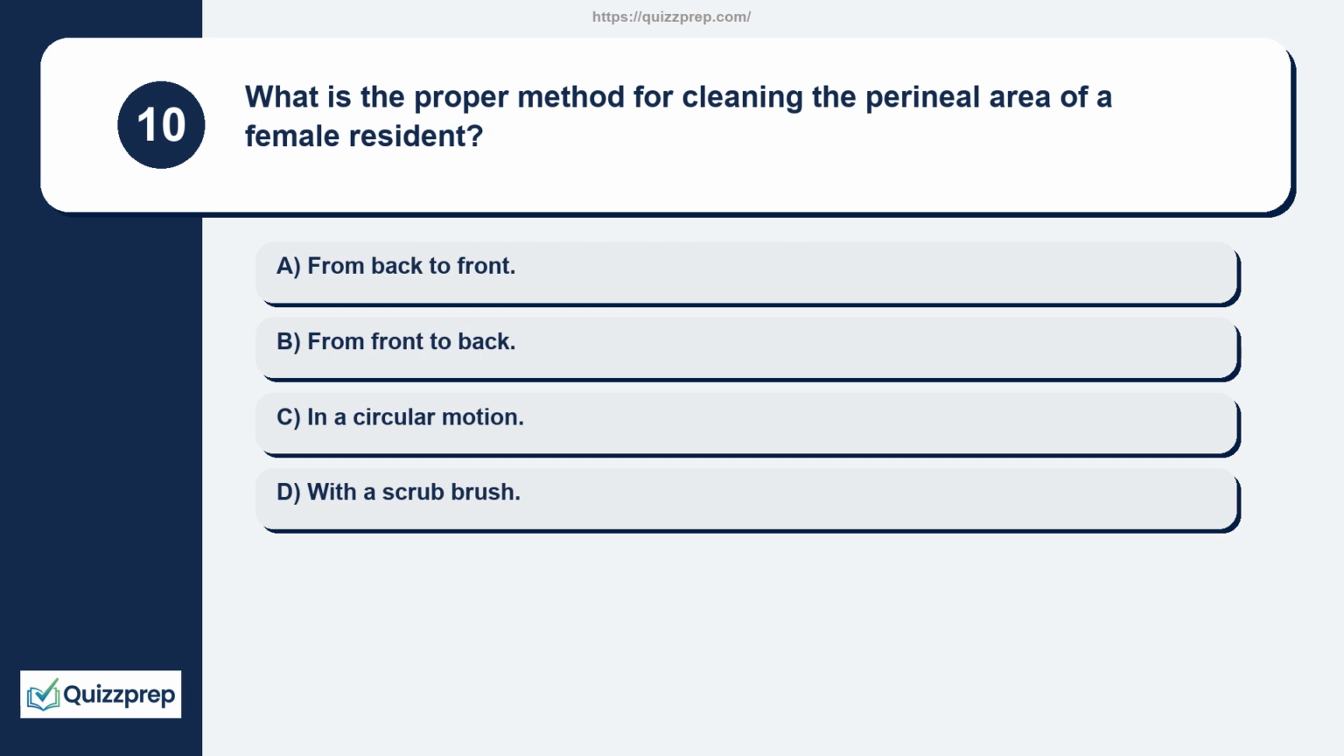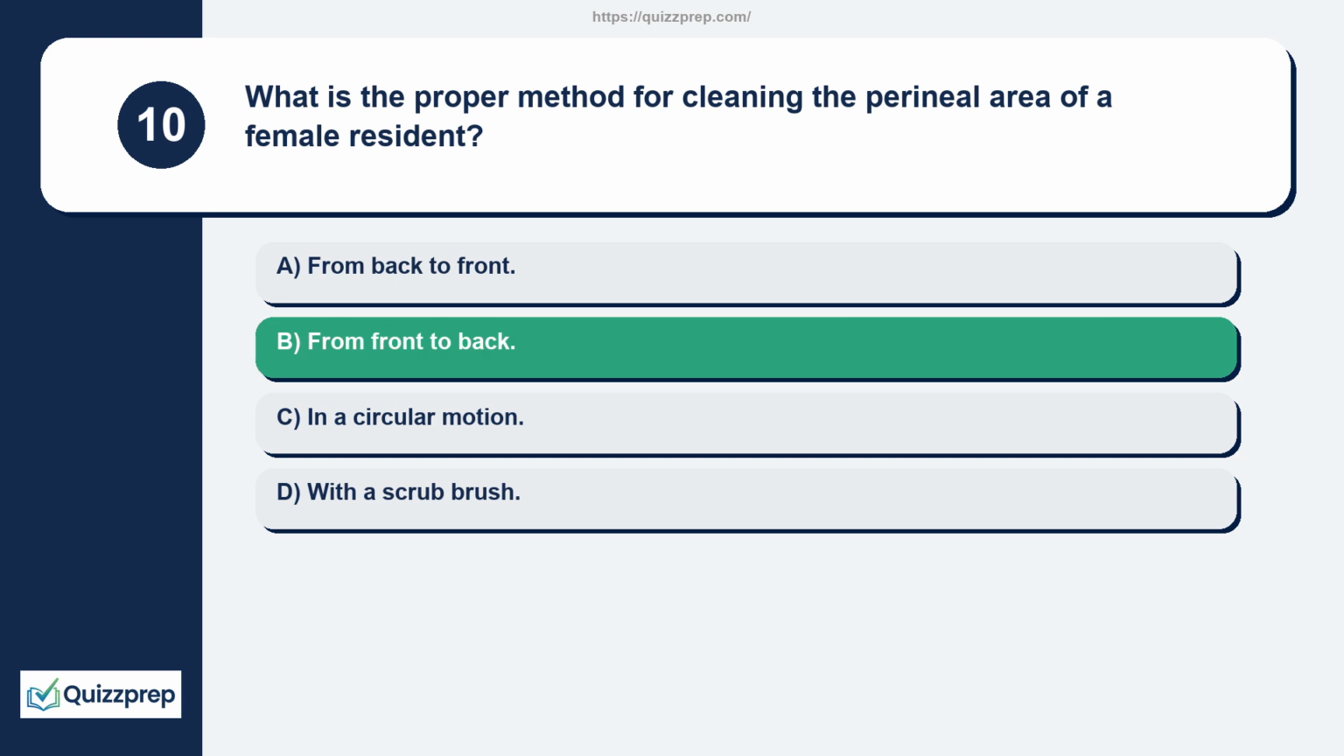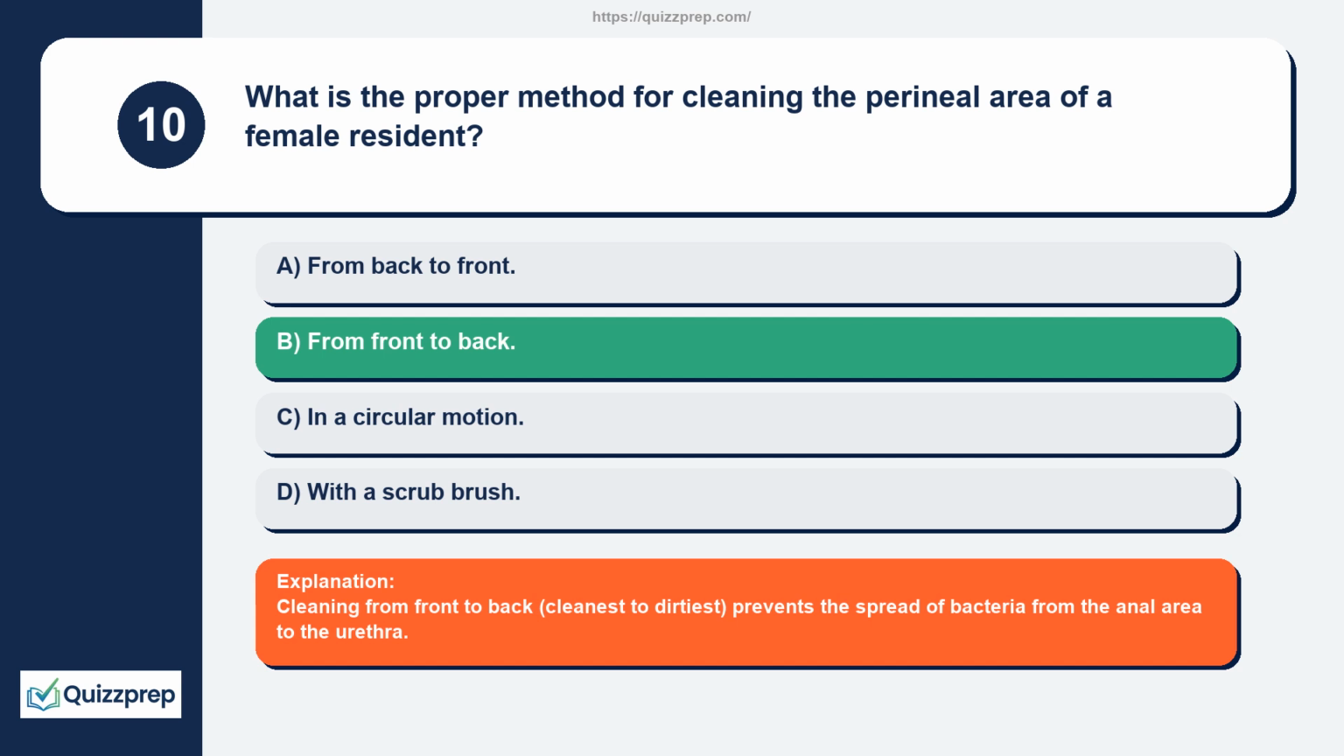Question 10. What is the proper method for cleaning the perineal area of a female resident? From back to front, from front to back, in a circular motion, with a scrub brush. Cleaning from front to back, cleanest to dirtiest, prevents the spread of bacteria from the anal area to the urethra.